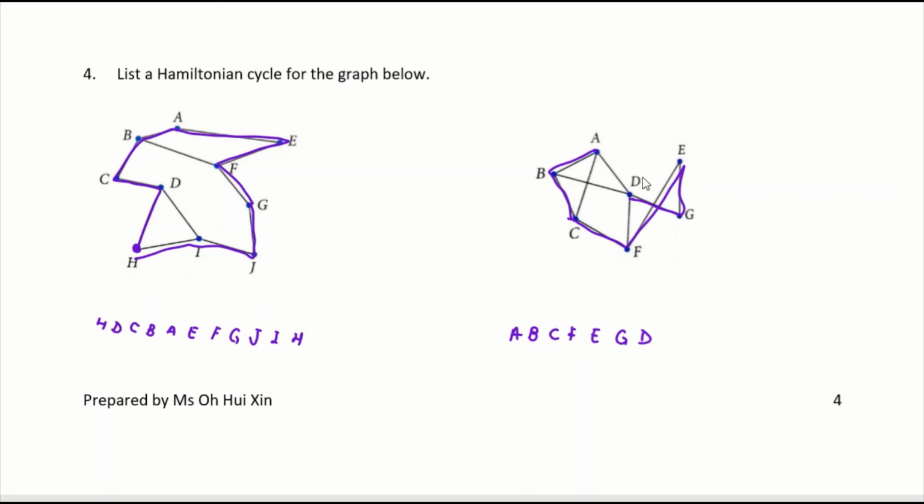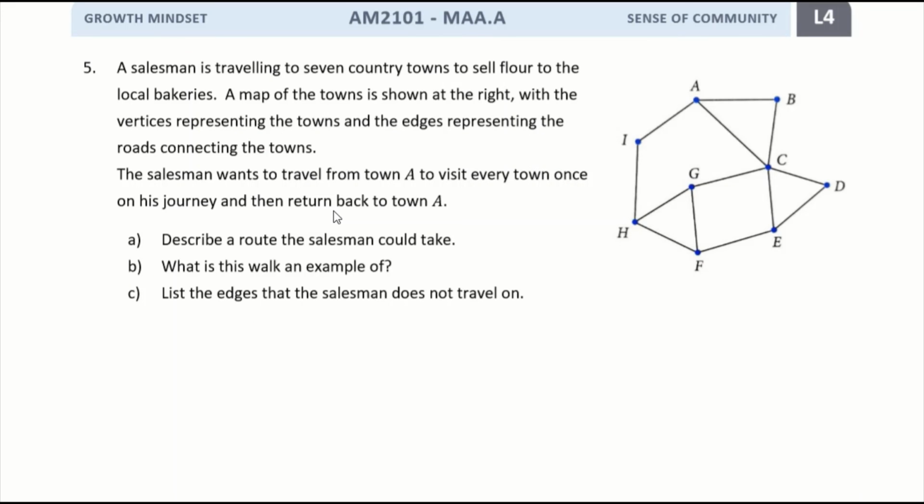Okay, now let's look at number 5. A salesman is traveling to 7 country towns to sell flour to the local bakeries. A map of the towns is shown at the right with the vertices representing the towns and the edges representing the routes connecting the towns. The salesman wants to travel from town A, so this is where you start, to visit every town once on his journey and then return back to town A. Describe a route that the salesman could take.